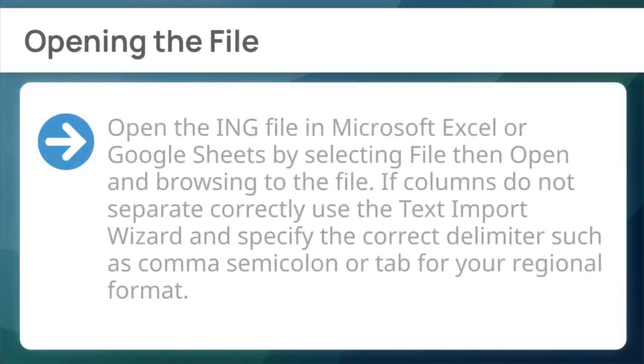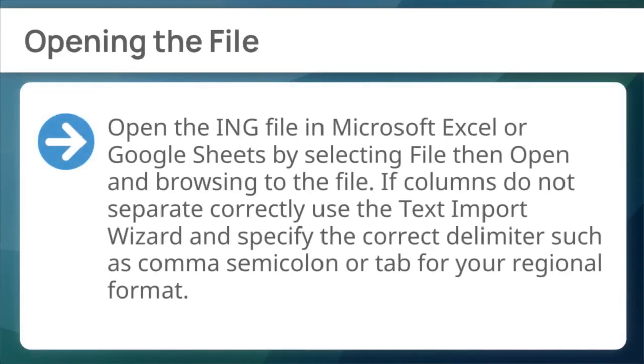First, opening the file. Open the ING file in Microsoft Excel or Google Sheets, by selecting File, then Open and browsing to the file. If columns do not separate correctly, use the text import wizard and specify the correct delimiter such as comma, semicolon, or tab for your regional format.